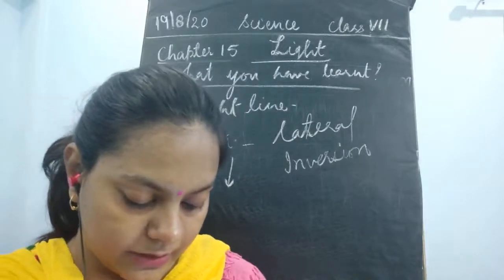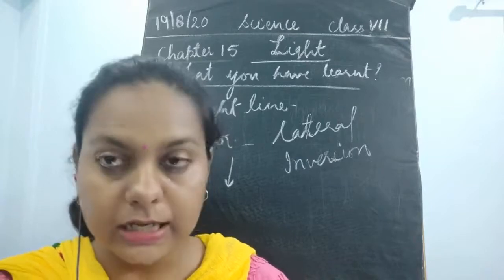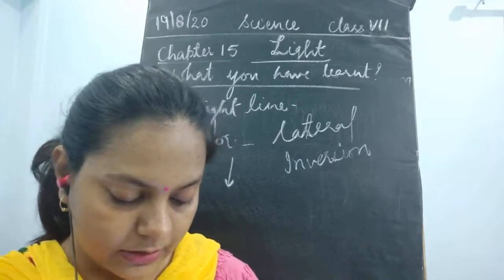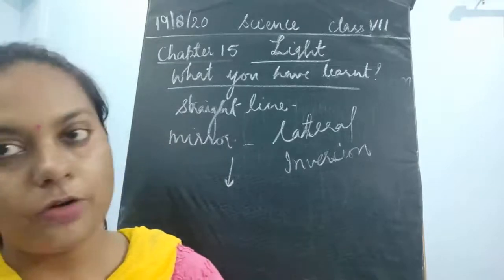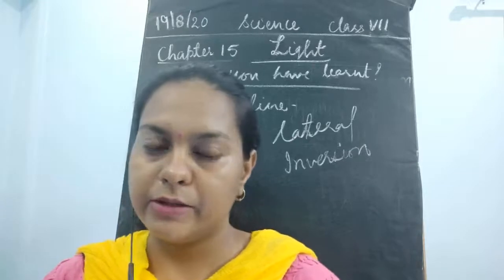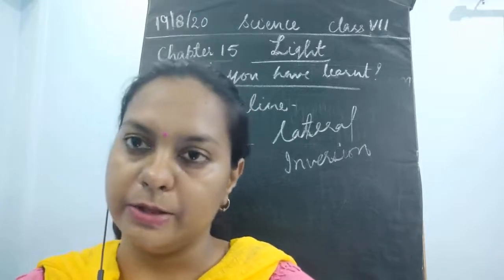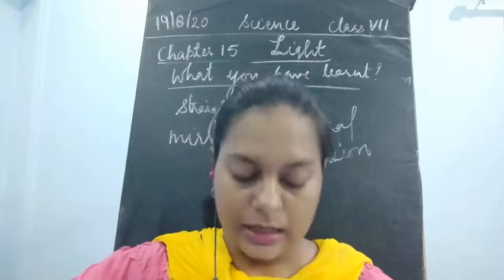Okay children, next we also have to study this point about the image formed by the mirror. We have already studied lateral inversion, which means that the right side of the object becomes the left side of the image. As you raise your right hand, the image is raising its left hand.